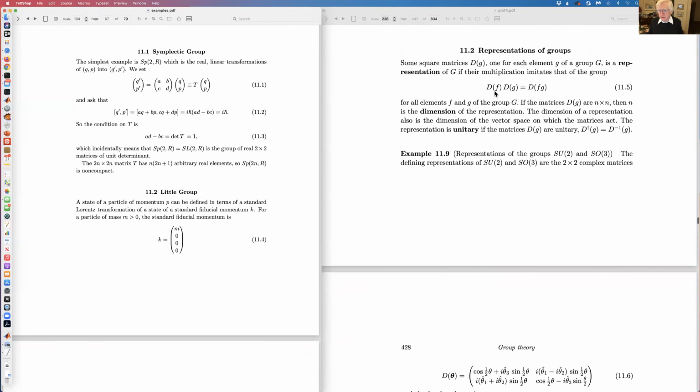Now, last time we talked about representations of groups, and the idea here is that in the group you have a multiplication law. F times G is obviously FG. And so if you can find square matrices, D of G, one for each element G of a group G, and the multiplication law of the matrices is the same as the multiplication law of the group elements, then what you have is a representation of the group. So that's a very nice and natural statement.